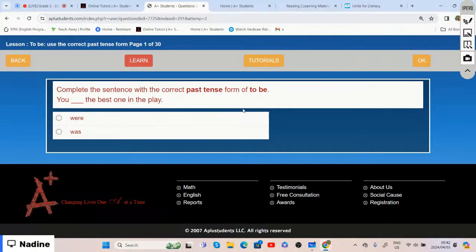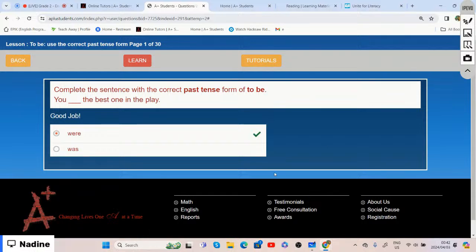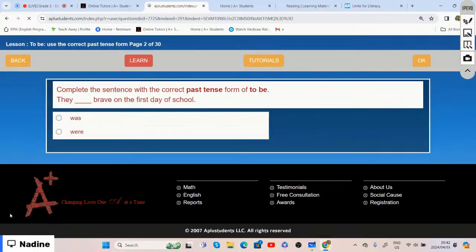All right, and if we choose the correct form of to be, then we can say you were the best one in the play, because we either say you, we, or they were. So well done, were is correct. They, which refers to more than one person.